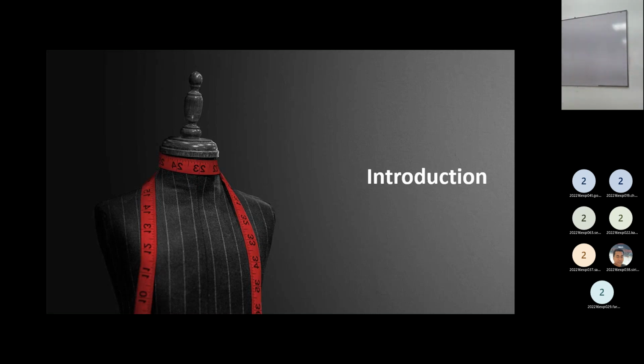Our topic is what? Perfect competitive market structures. Now, before we learn about perfect competitive market structures, we need to have some fair understanding about these market structures, right? What are these market structures?